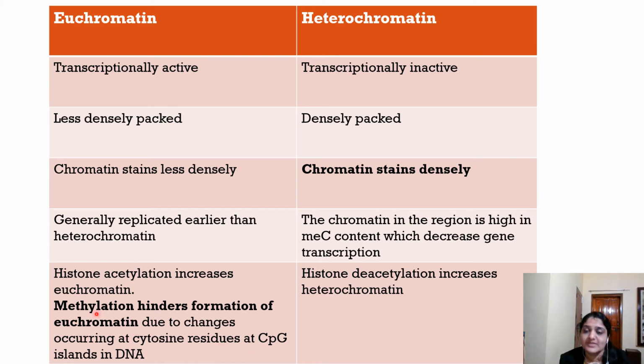Okay, that was an MCQ asked in AIIMS. Methylation hinders formation of euchromatin due to changes occurring at cytosine residues at CpG islands in DNA of euchromatin. About heterochromatin, it is transcriptionally inactive, densely packed, and the chromatin stains densely.